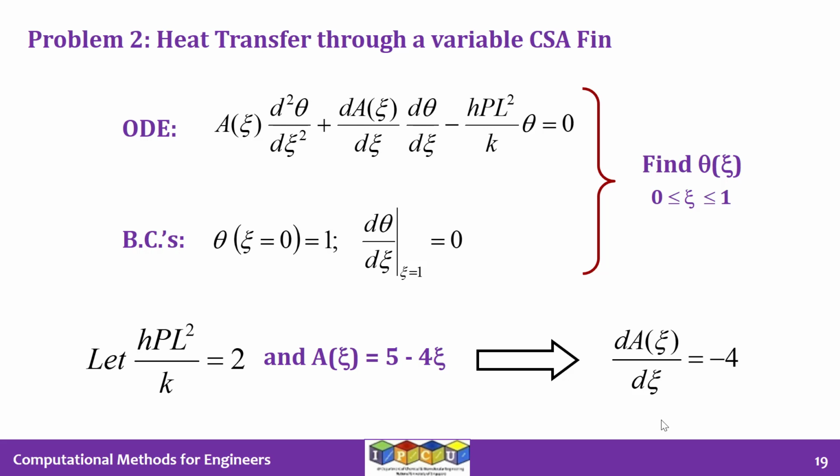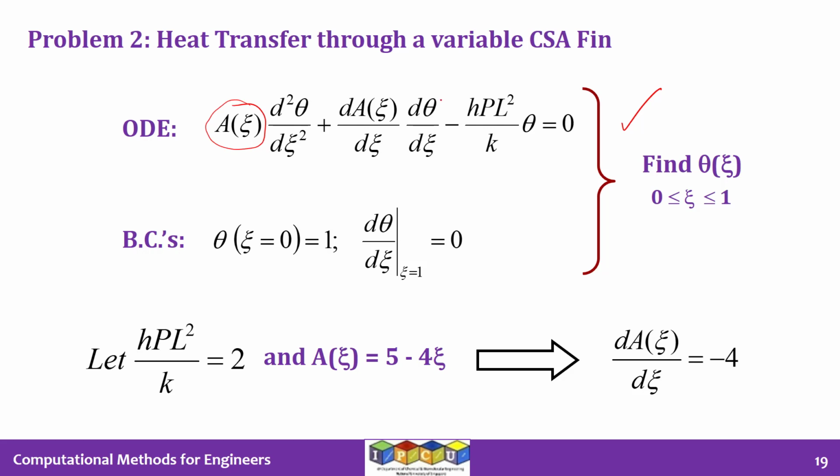Let us now look at the second example where we will consider a boundary value problem and solve it using the finite difference method. The ODE is something we have seen earlier. It is from a heat transfer problem through a variable cross-sectional area fin, and I pointed out the aspects of this differential equation. The differential equation is linear, but it has variable coefficients because the coefficient of the second derivative is a function of the independent variable.